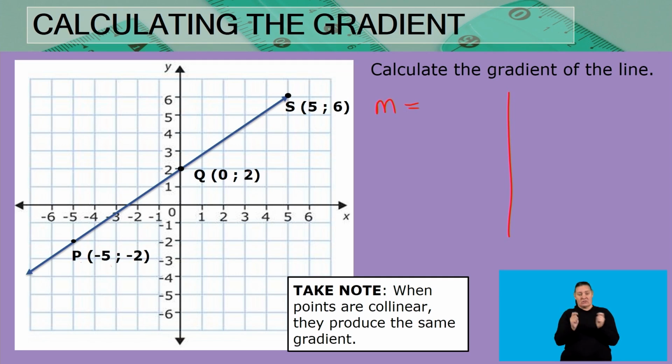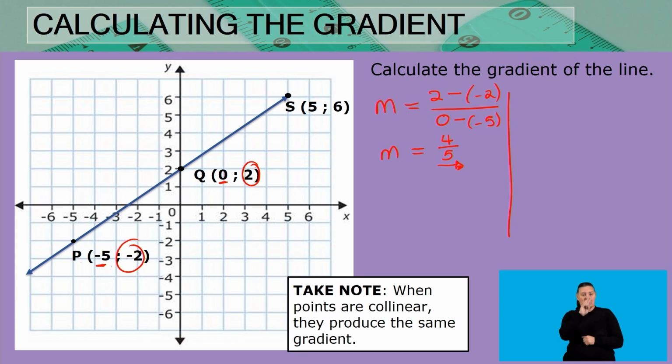So I'm going to start with point Q, where I'm going to take the 2 and we are going to minus that -2. So that is the vertical change there. And then when we're looking at the horizontal change, we can say there's 0 minus our -5. So 2 minus -2 is +4, and we are going to divide this by 0 minus a -5. That leaves us with a +5. So our gradient here is 4/5.